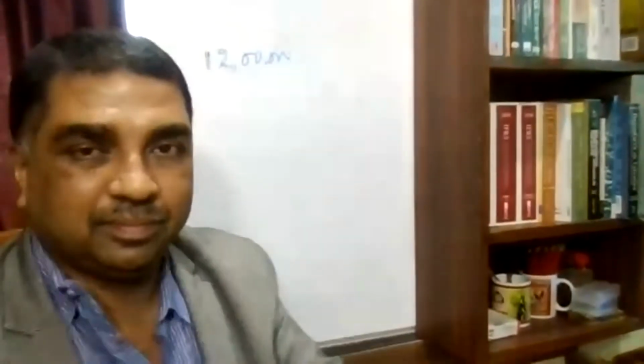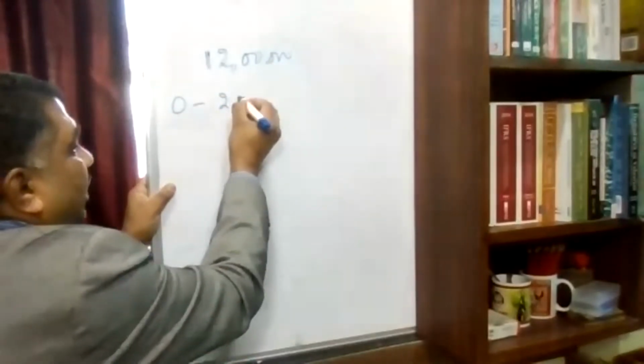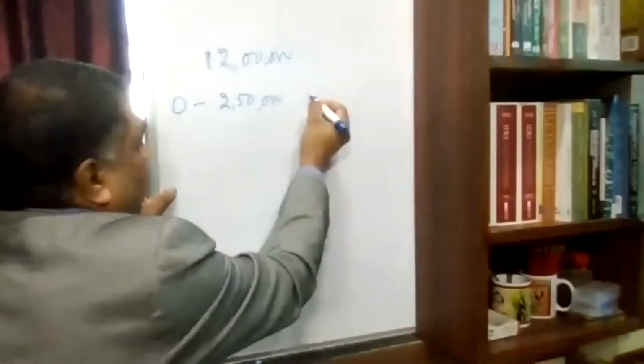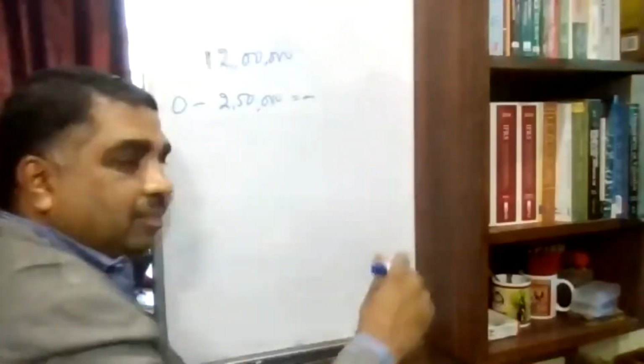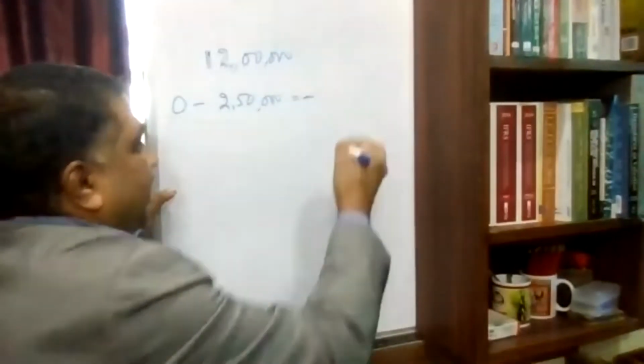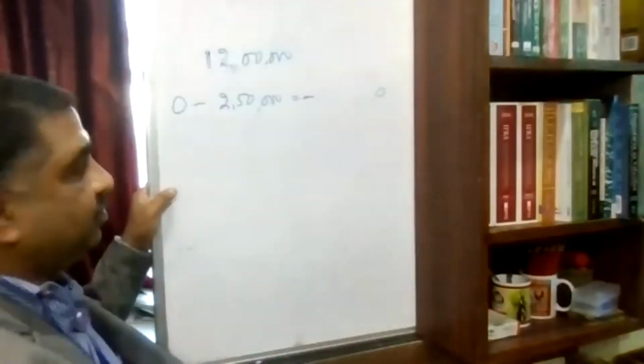Can you tell me, this is his total income, how much tax he has to pay? Rough calculation, you tell me. What will do up to 0 to 2,50,000? What is the tax rate? Nil. So tax is also nil. Okay, tax is also 0.